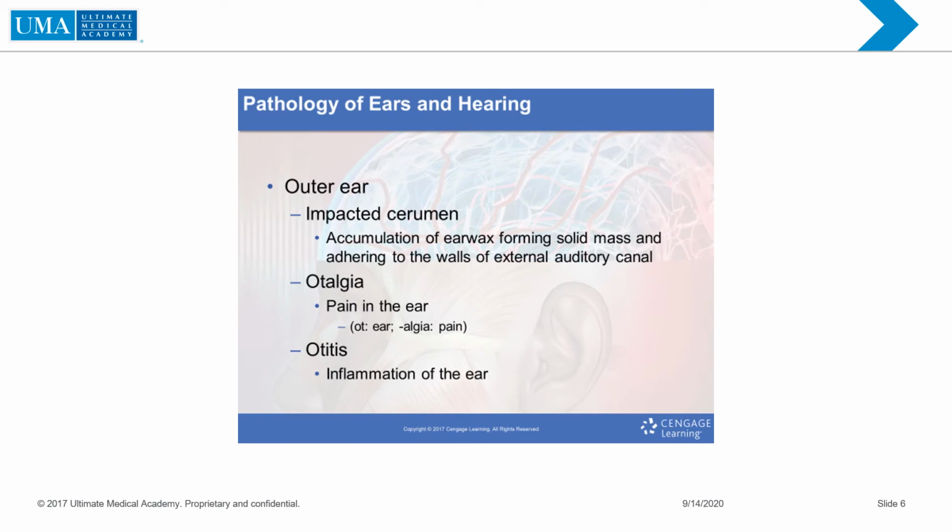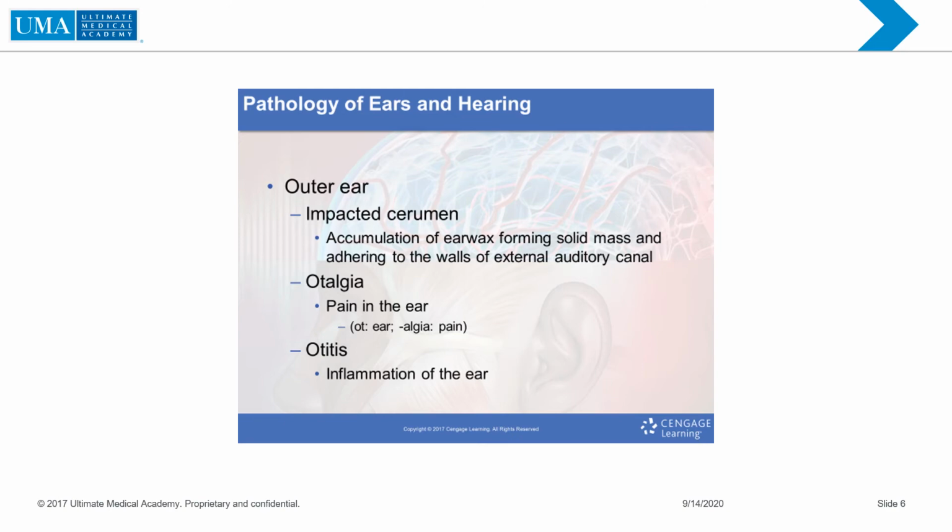Starting with our outer ear, we have impacted cerumen. So cerumen is a term that we're familiar with, right? Remember, that's meaning earwax. So impacted cerumen would mean an accumulation of earwax that begins to form a solid mass by sticking to the walls of our external auditory canal. When you hear the term impacted, this means lodged or wedged firmly in place.